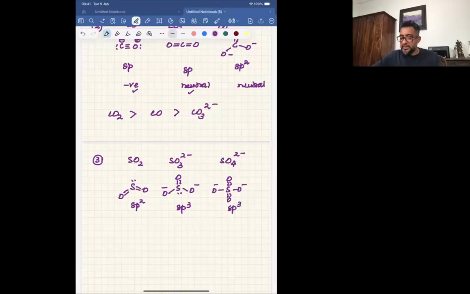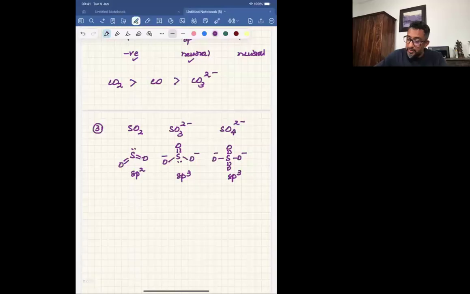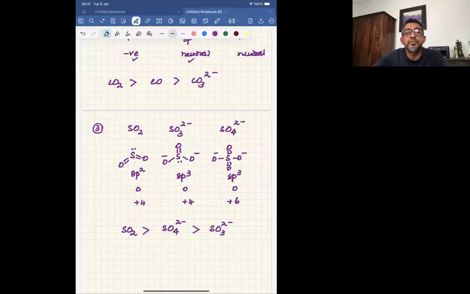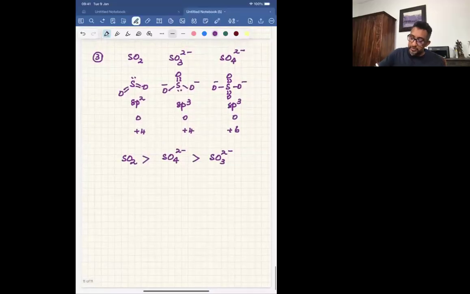Since they are sp3 hybridized, now let us look at the charges. Charges are 0, 0, 0. So from charge, you can't say anything about this. Now look at the oxidation number. Oxidation number is +4. This is also +4. This is +6. Now I think we can arrange. Sp2 is more electronegative, SO2. These are both sp3. Now you get SO4 2 minus, then SO3 2 minus. Did you understand that? Question number 4.